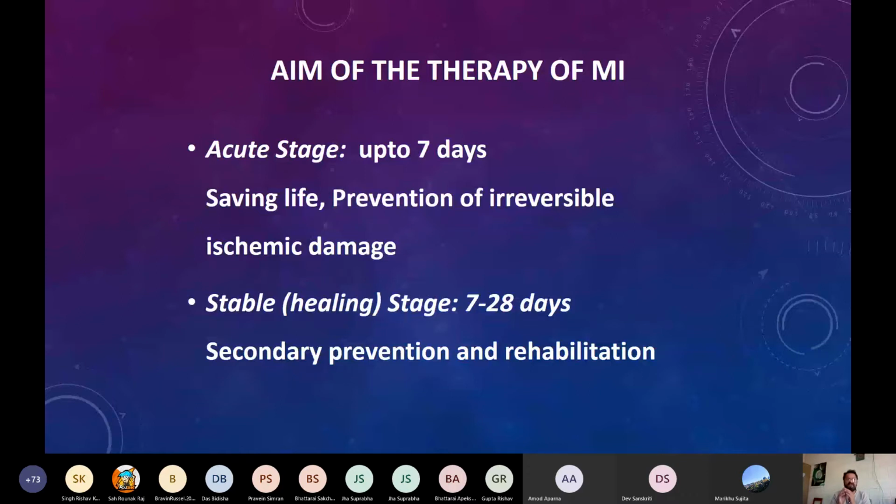Even if it has already evolved into an established MI, the central core of the infarct tissue will be necrotized, and the other surrounding tissues might be okay. They might not yet be necrotized, but in the process of necrotizing. So we can prevent that, and that is what we call limiting the size of infarction. That is the aim. And in the stable healing phase, from 7 to 28 days, 1 month, we can have many secondary rehabilitation processes.